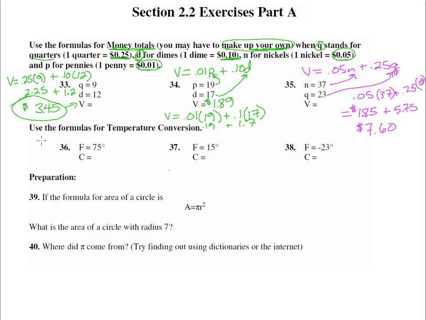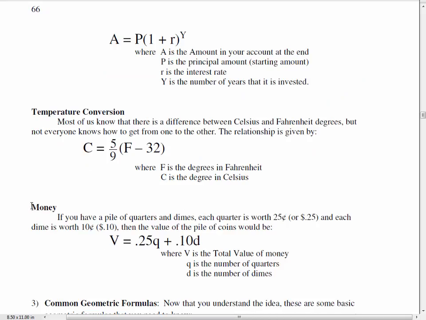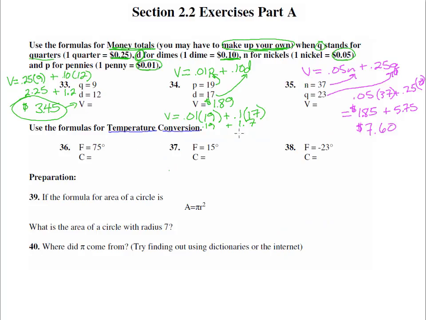$7.60. Good. Number 36. We're now going to use the formulas for temperature conversion. If you haven't seen these before, they may be a little unusual. Let's go to the book and find them. Back a few pages in the book, you'll see the money formulas that we've just been adjusting. Here's the temperature conversion from Celsius and Fahrenheit. If you stick in a Fahrenheit, it will produce the Celsius function. So let's write it right here for convenience.